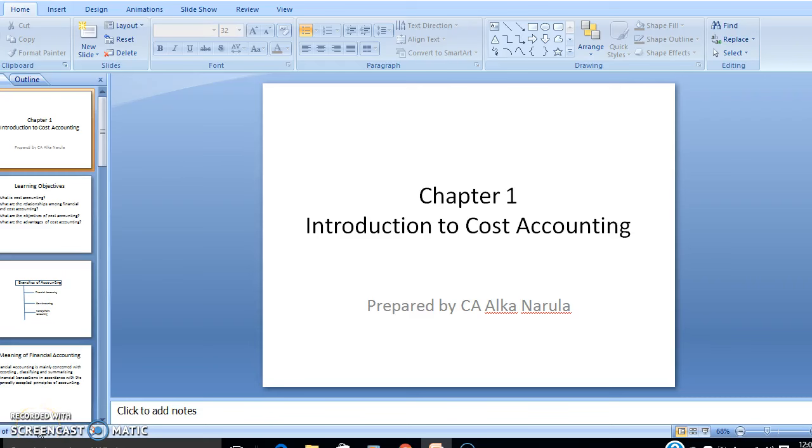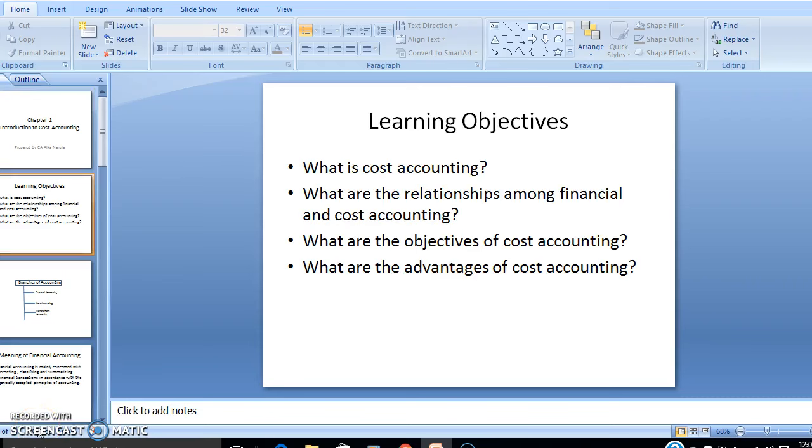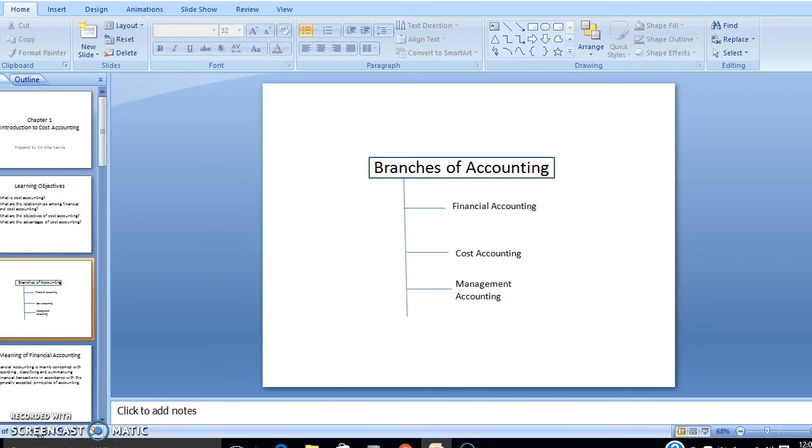This is an introductory class about cost accounting. The learning objectives are to know about cost accounting, the relationship between financial and cost accounting, and the objectives and advantages of cost accounting. To understand the concept of cost accounting, we need to know the branches of accounting.